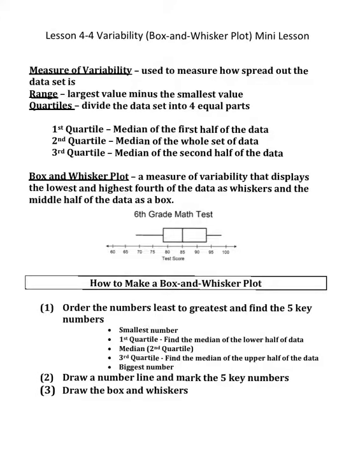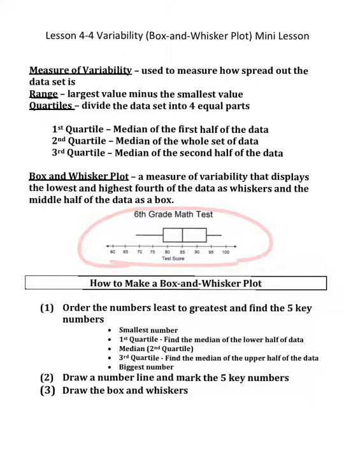Range would be something that we have that helps us to look at how spread out our data is. And you guys know how to find the range. It's the largest value minus the smallest value. A box and whisker plot is a certain type of graph, a chart, that's going to help you to see how spread out the data is, or the variability. This is an example of a box and whisker plot.